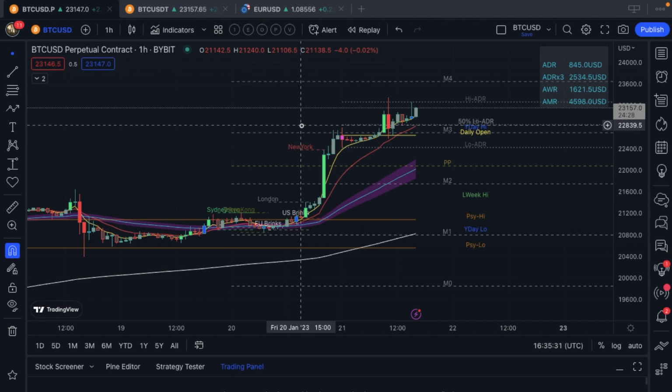Hello and welcome back. Today we're going to take a look at the average daily range. We're going to be looking at it in the Trader's Reality Indicator.